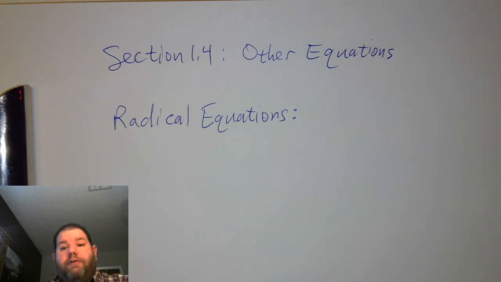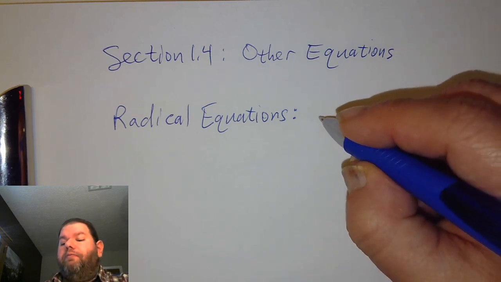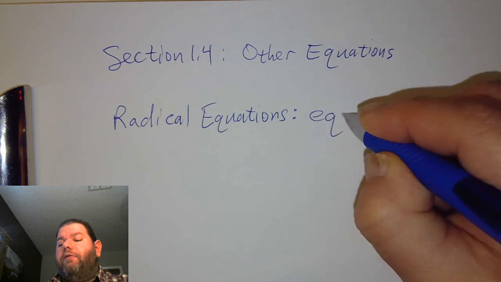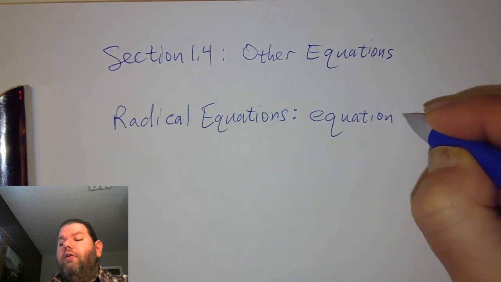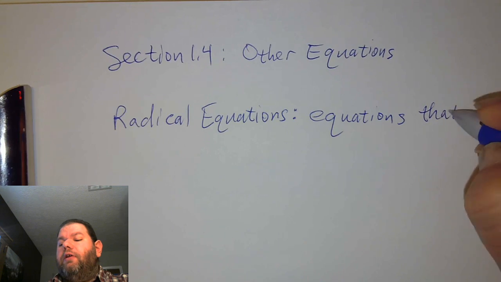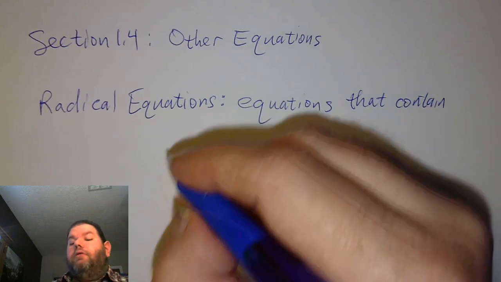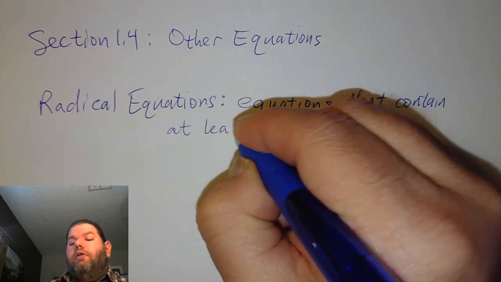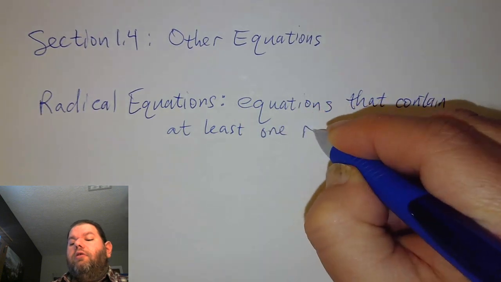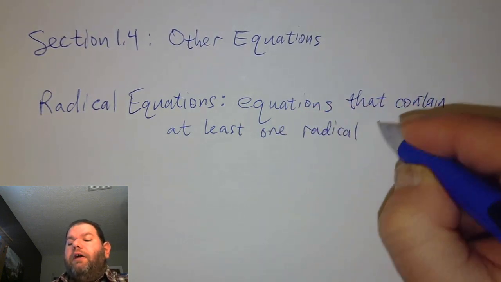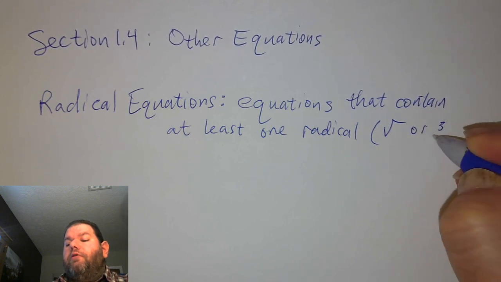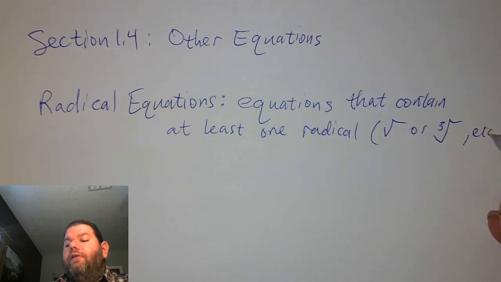So with radical equations, what we generally mean here is an equation that has a radical in it, which is simple enough. And the idea is that we might have, let me write that down, equations that contain at least one radical. Which means we have like a square root or a cube root and so on.